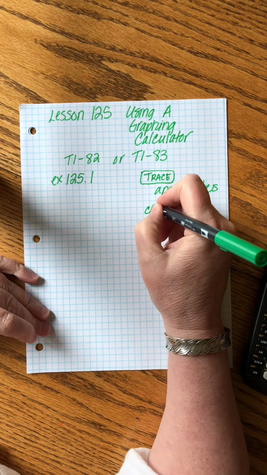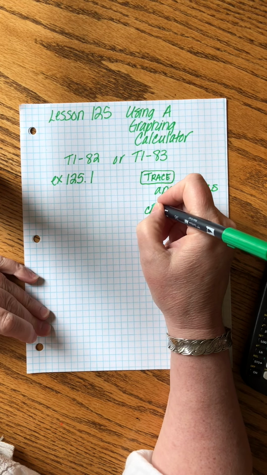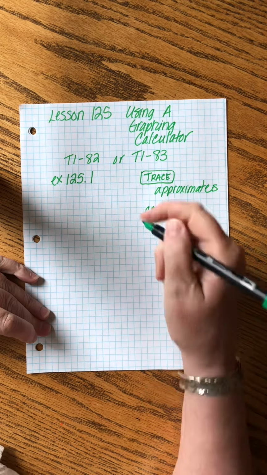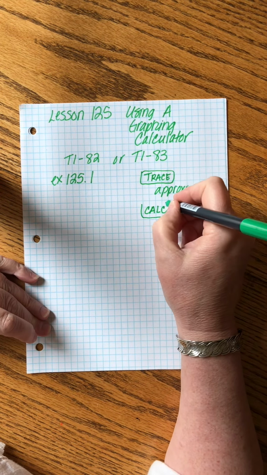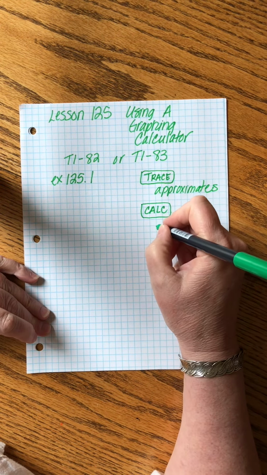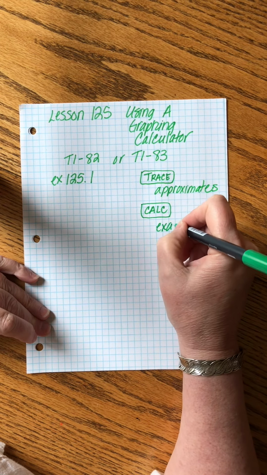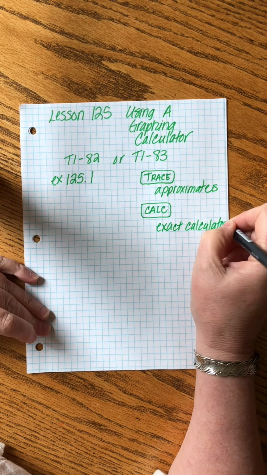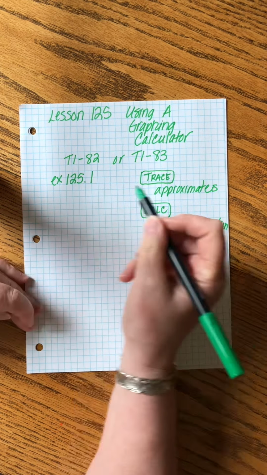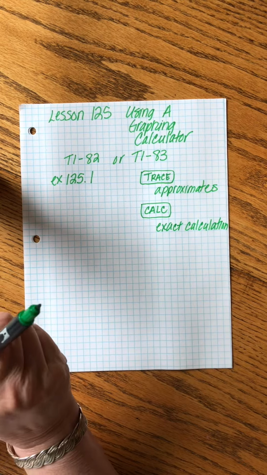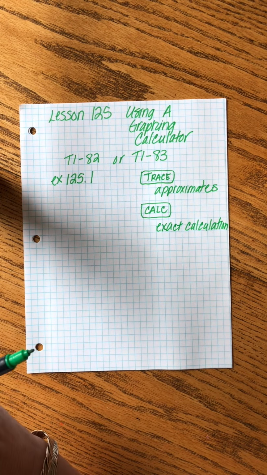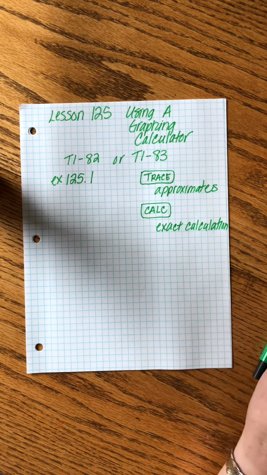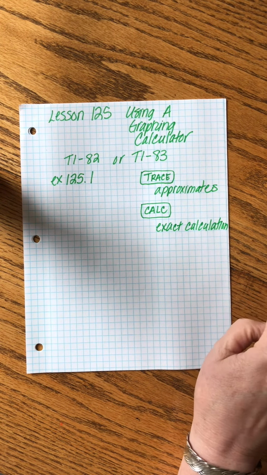There's a different button, the calculate button, but it's abbreviated like this. And this is the exact calculation. So in the first problem, we're going to practice using the trace button, but then we're going to quickly move beyond that and never look back. And we'll be focusing on how to use the calculate button. Okay, so let's dive in.